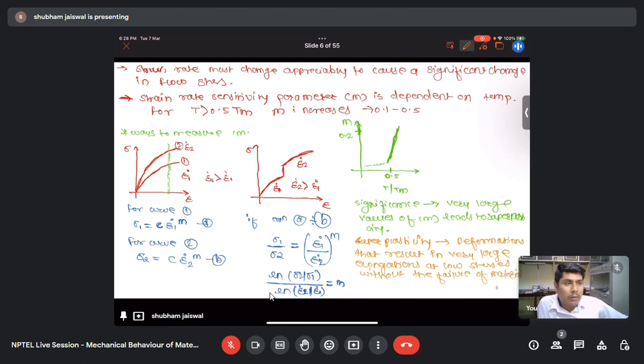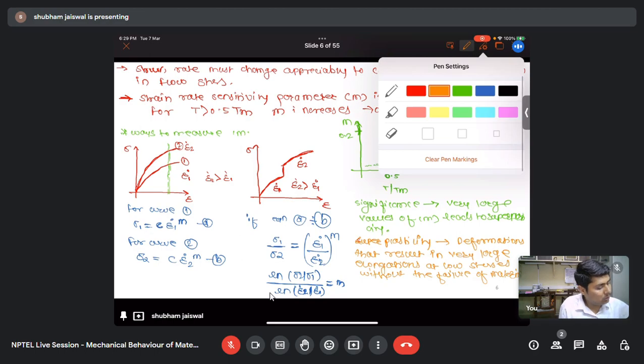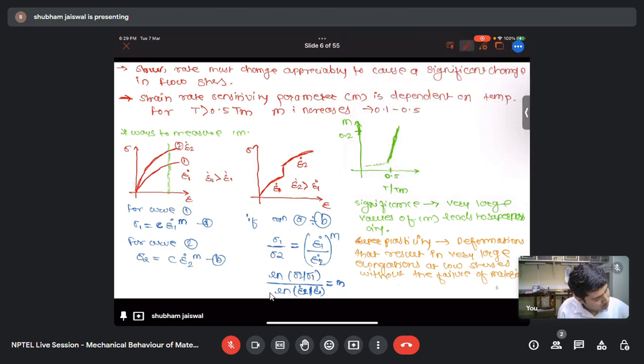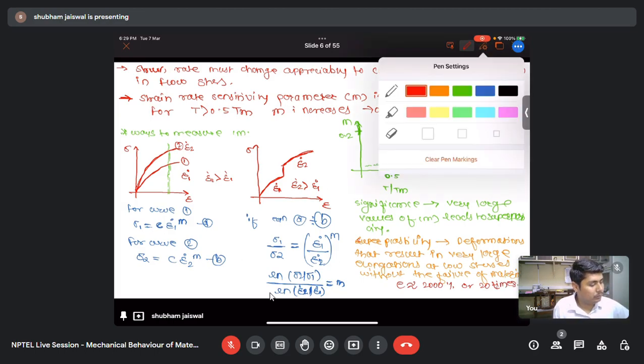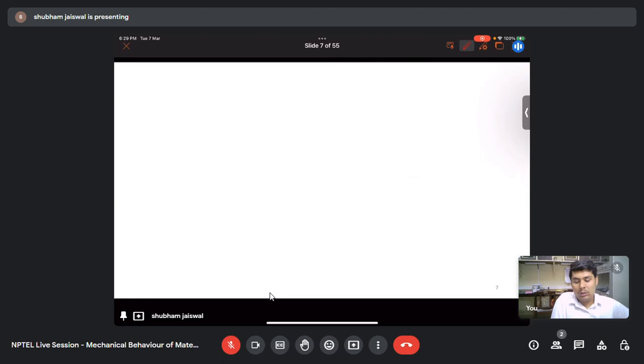And what will be the value of strain at this instant? The material will expand by 2000%, or approximately we can say that it will elongate 20 times its original size. So the strain is approximately 2000% or 20 times we can say. Okay. So this is the definition of superplasticity.